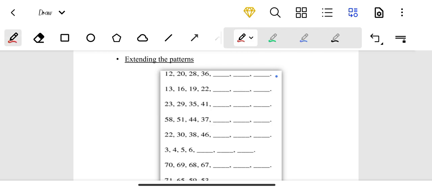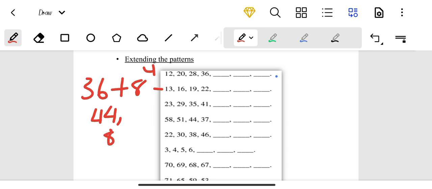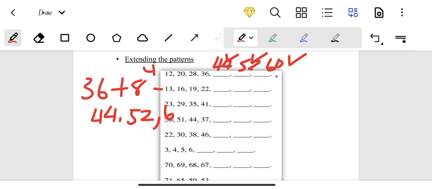So 36 plus 8. Take out the 4, 4 remains, so it's going to be 44. That's number 1. 44 plus 8, we take out 6 and then 2 remains, so it's going to be 52. And then 52 plus 8, it's going to be 60. So it means that we have 44, 52, and 60. Tick, tick, tick. I hope this made sense.